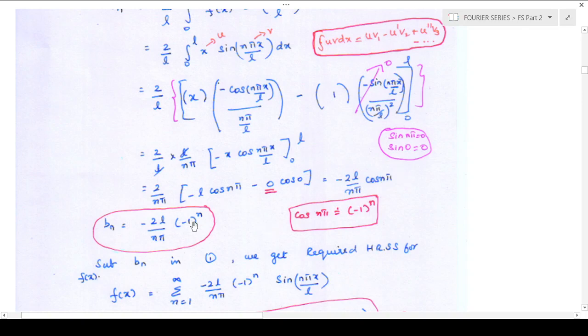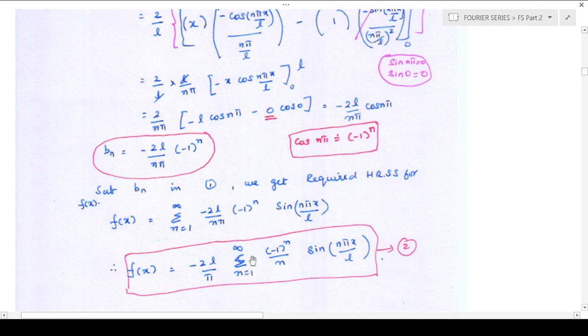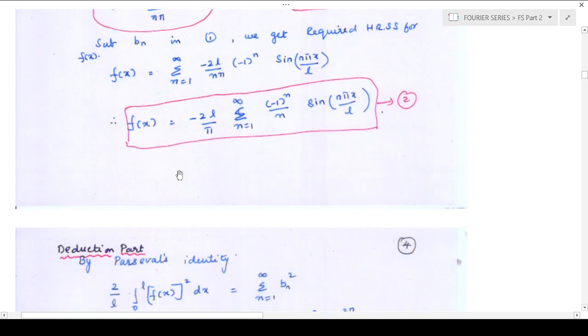Cos n pi is minus 1 whole power n. Your bn is this. You are going to substitute the bn in equation 1. You are getting the required half range sine series for the given function f of x in 0 comma L, right?